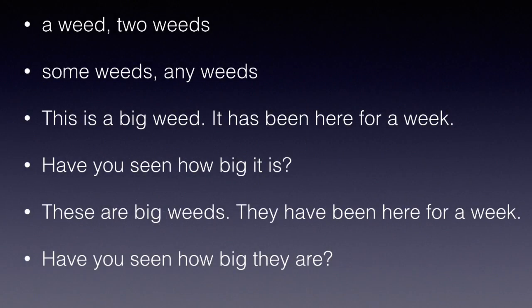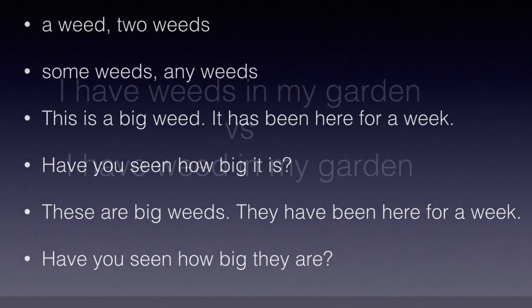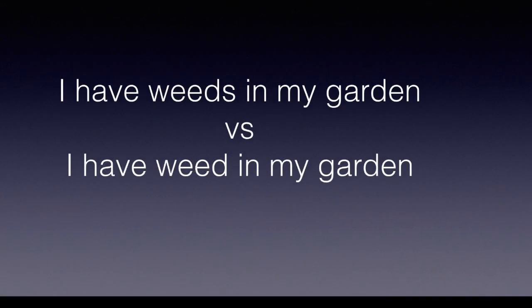Take a moment to translate the text on this slide into German. Pause the video if necessary. I have weeds in my garden refers to Unkraut. I have weed in my garden refers to cannabis. Also, in British English, to wee means the same as to pee. Ich habe in meinem Garten gepinkelt.